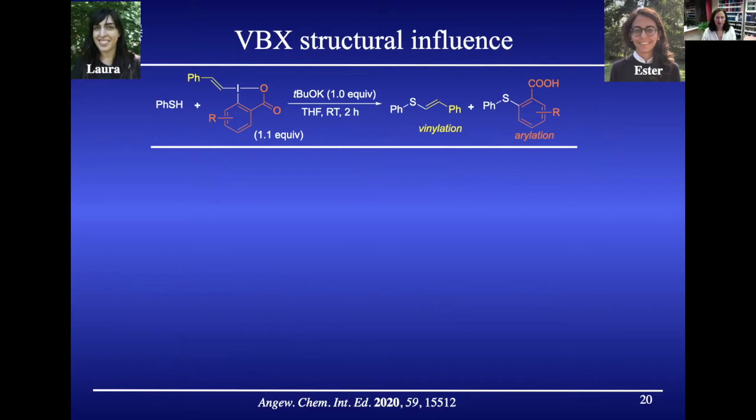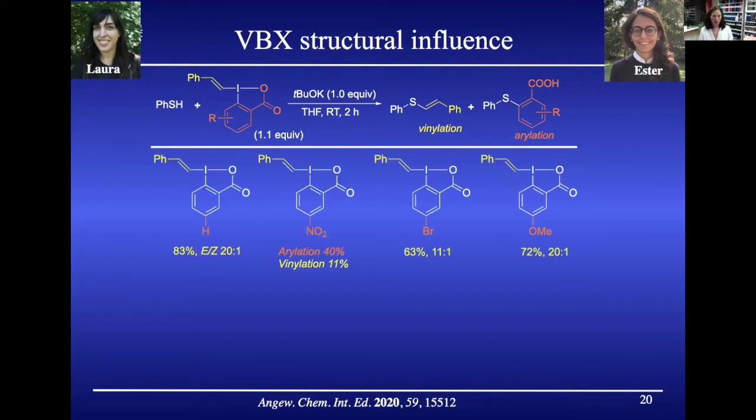So looking into, first of all, how the structure of VBX influenced the reaction outcome, we synthesized a number of core substituted VBX reagents. Substituents on the core of iodine-3 compounds have many times been shown to be influential of the outcome of the reaction. So we thought it'd be interesting to try both steric and electronic changes in the core. So here you see examples where we have the model compound without any substitutions, where we get a high yield and excellent EZ selectivity.